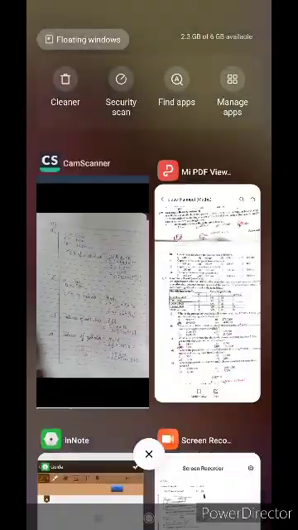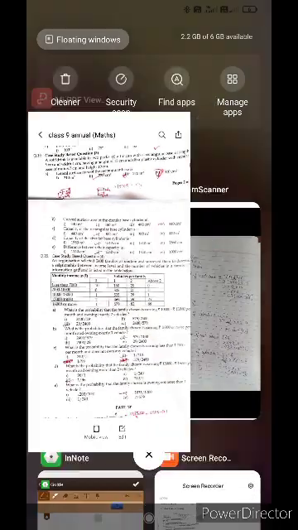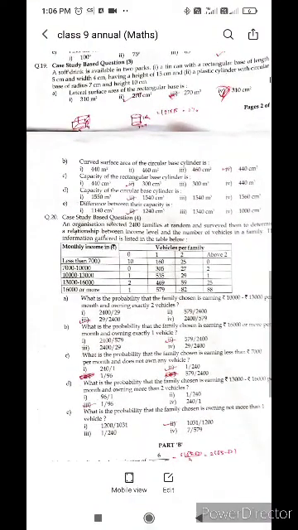Similarly, in the second part they are asking the curved surface area of the circular base cylinder. This is basically the lateral surface area, they are talking about LSA. This is CSA of cylinder, which is 2 pi RH. Substituting the values of r as 7 and h as 10 centimeter, it is given in the question itself.